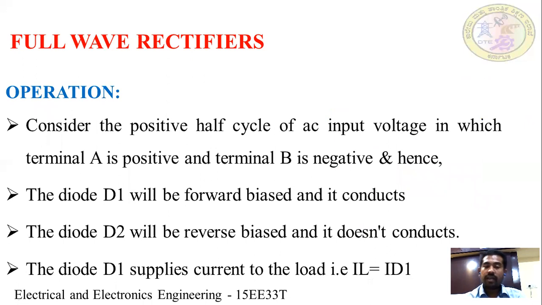Here, consider a positive half cycle of input voltage in which the terminal A becomes positive and the terminal B becomes negative, and hence the diode is under forward bias condition, and hence it conducts. ಅಂದ್ರೆ ಪಾಸಿಟಿವ್ ಹಾಫ್ ಸೈಕಲ್ ಅಲ್ಲಿ ಡಯೋಡ್ ಡಿ1 ಕಂಡಕ್ಟ್ ಆಗುತ್ತೆ, ಬಿಕಾಸ್ ಅದು ಫಾರ್ವರ್ಡ್ ಬಯಾಸ್ ಆಗಿರುತ್ತೆ. ಡಯೋಡ್ ಡಿ2 ರಿವರ್ಸ್ ಬಯಾಸ್ ಆಗಿರುತ್ತೆ, ಅದಕ್ಕೆ ಅದು ಕಂಡಕ್ಟ್ ಆಗಲ್ಲ. The diode D1 supplies the current ID1 to the load. So hence IL is equal to ID1.